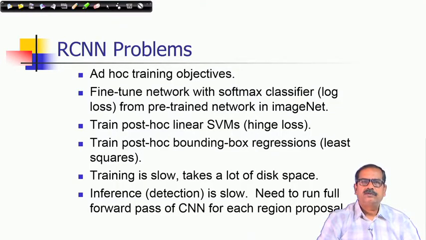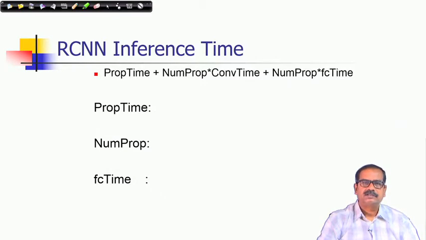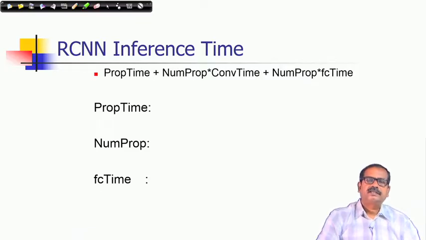It needs to run the full forward pass of the CNN for each region proposal. Because for each region proposal you are extracting features independently, you need to iterate this process so many times. That is why its inference time is very large. It takes quite a bit of time.